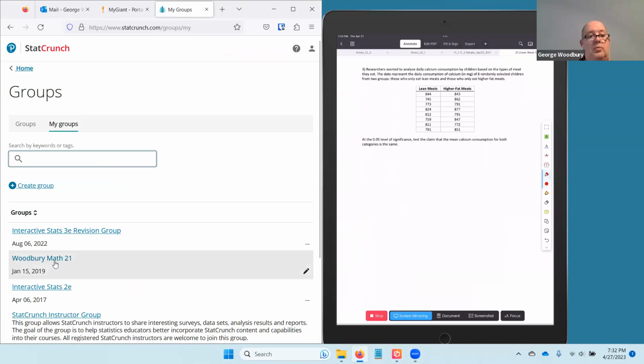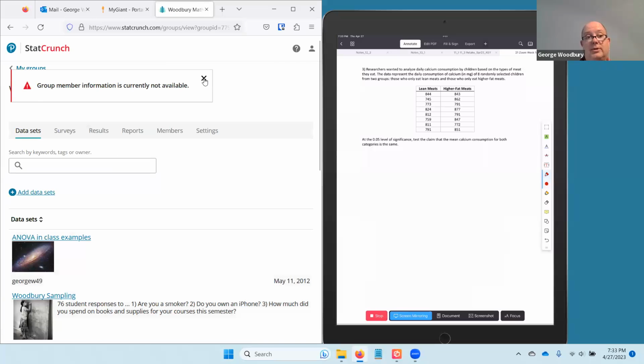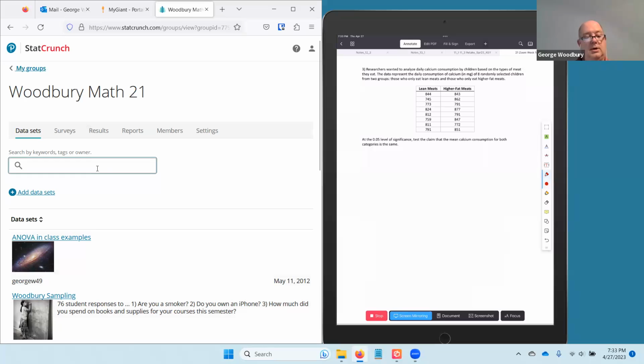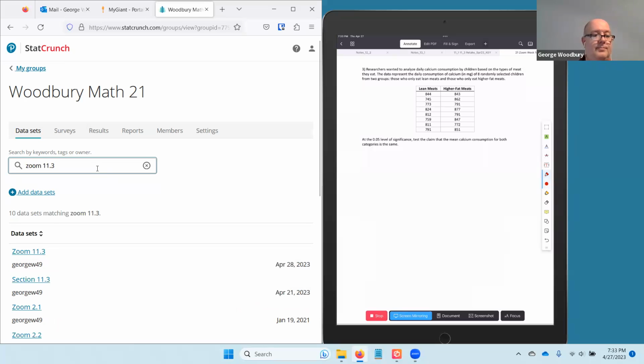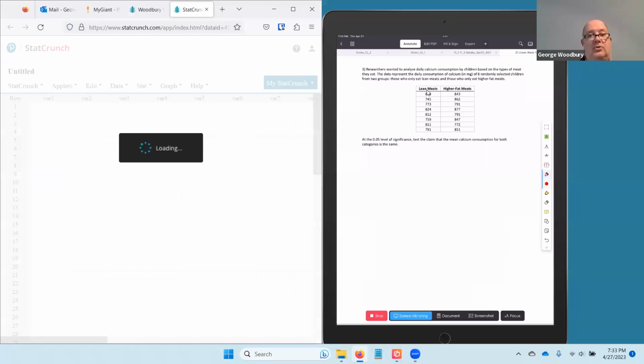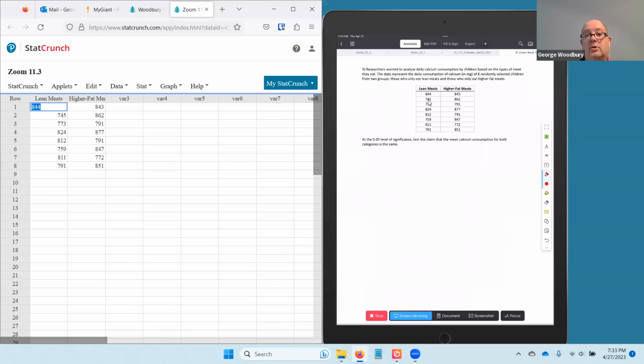Woodbury Math 21. Now, if you're not already in the group, instead of my groups, click where it said groups, type in Woodbury Math 21, and that'll take you to this group, which you can then join. I forget what I called it, but I think it was Zoom 11.3. So let's try that. Yeah, right at the top, Zoom 11.3, click that data set, and you'll see the problems. The data that we're going to use tonight is already typed into StatCrunch for you.